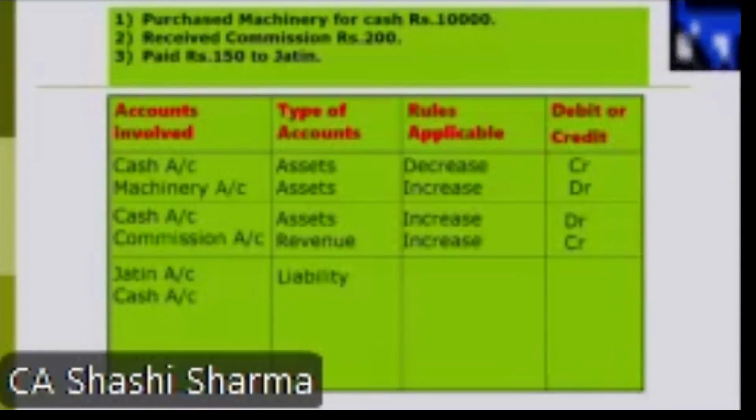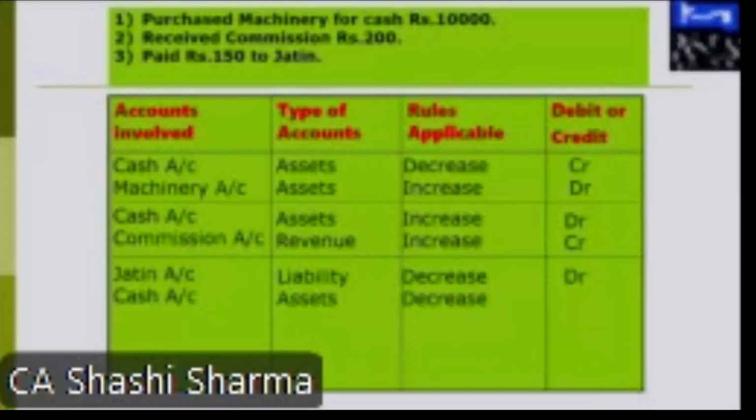So we had a liability towards Jatin, and that's why we are paying cash to Jatin. After being paid, our liability will get decreased, and cash, being an asset, is also decreasing. So in this case, the liability called Jatin will be debited and cash will be credited.